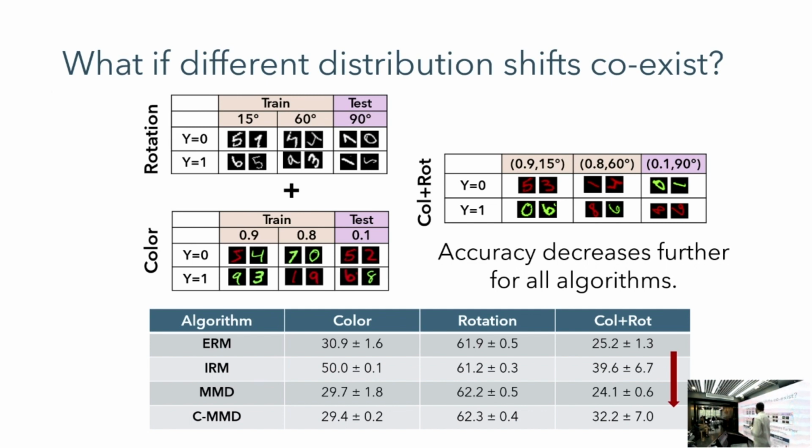So we find that in general, rotation seems to be an easier task. So algorithms get slightly better accuracy than ERM. But when you look at color plus rotation, the accuracy of all algorithms falls. Right? So ERM you expect to fall because it's not considering any of these variations. But then other algorithms also fall. For example, IRM falls from 60 or 50 on individual shifts to about 40 on both shifts. Same for other algorithms.